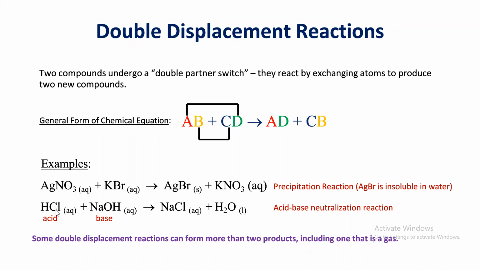Another example is the acid-base neutralization reaction, where the hydrogen is going to pair up with the OH, giving you water, and the Na is going to pair up with the Cl, that would give you NaCl, which is salt. So forming a liquid and a solid are double replacement reactions. Some other double replacement reactions can form more than two products, including a gas, which also counts as a double replacement reaction. The last thing is a double replacement reaction is also known as a double displacement reaction.